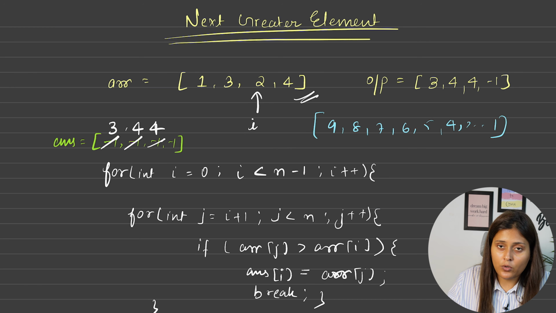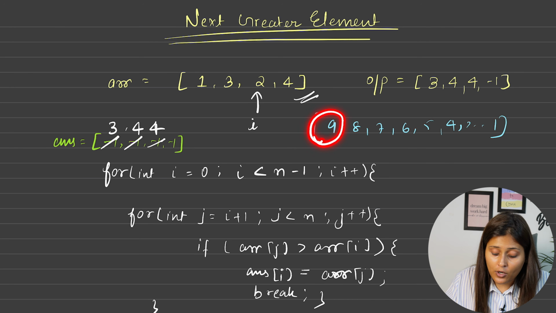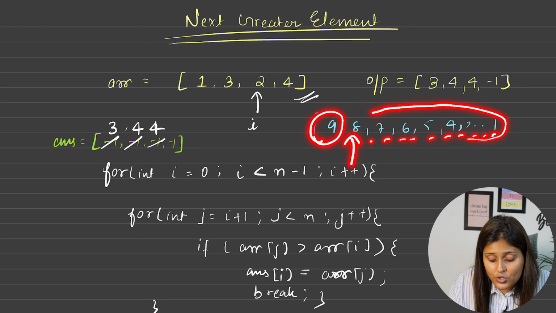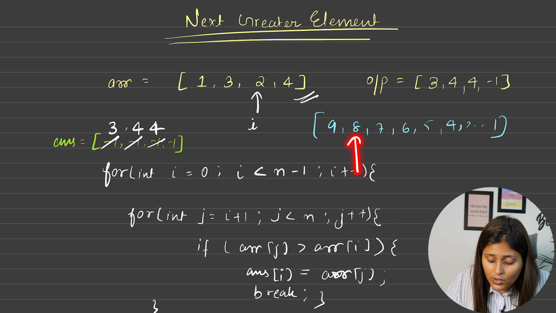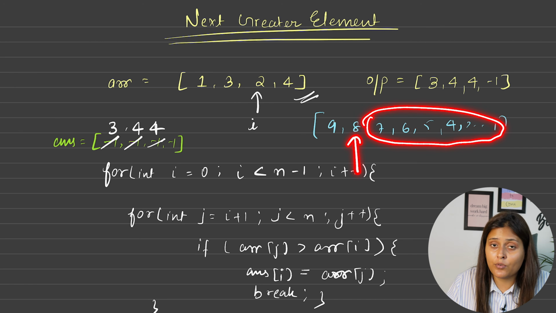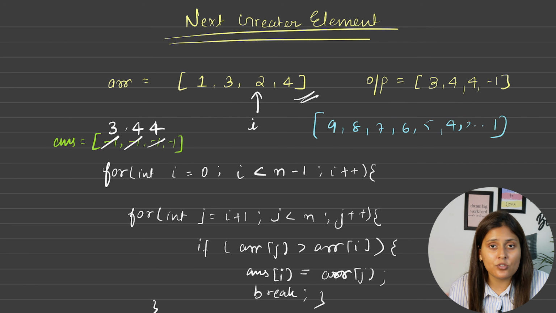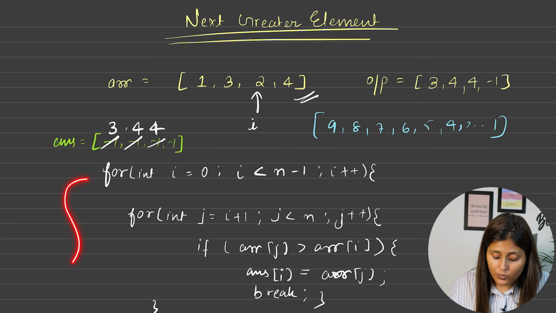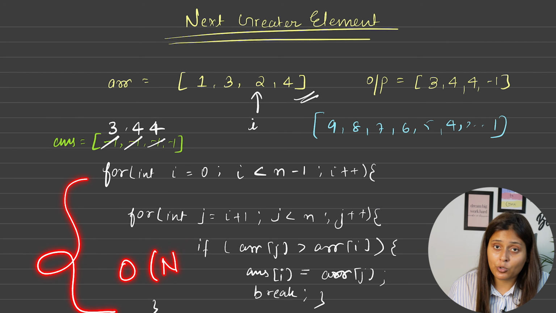Okay, so what you will do for 9, your j will start from here, it will keep running in search of a greater element, but it won't find anything, but still you are running your j for n number of times. Next time when your i will be here, again you are running your j for n minus 1 number of times, n minus 2 number of times, and so on. So basically this will take O of n square time complexity.